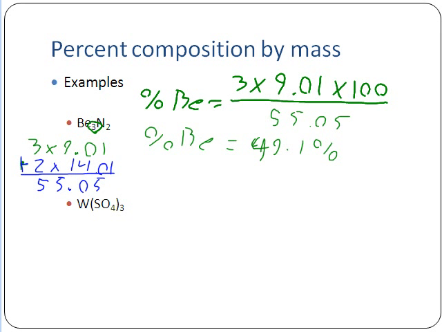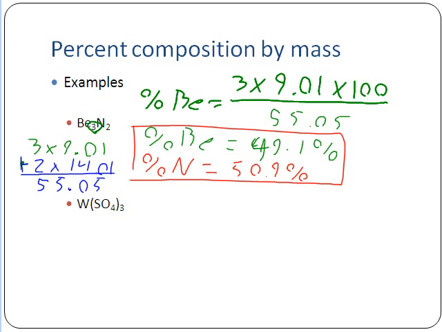And so to find nitrogen, the simple way is simply say, well, if Be was 49.1, then the percentage of nitrogen would have to be 100 minus that. 100 minus 49.1 is just 50.9. So we have 50.9% nitrogen. So these are the two we get for beryllium and nitrogen: 49.1% Be, 50.9% nitrogen. Our next one here is tungsten persulfate, I think it is.